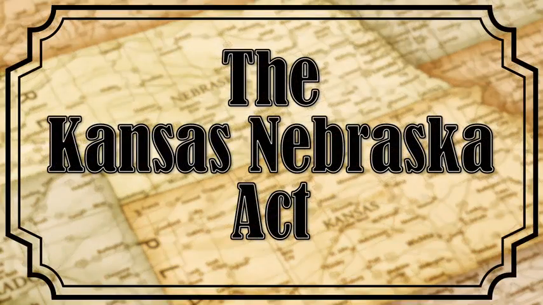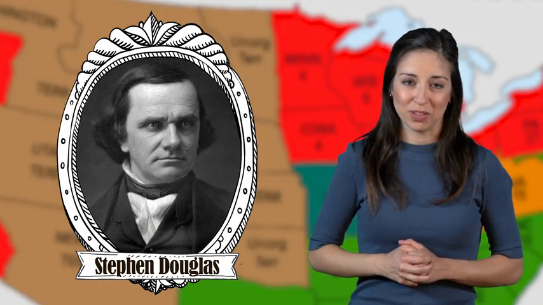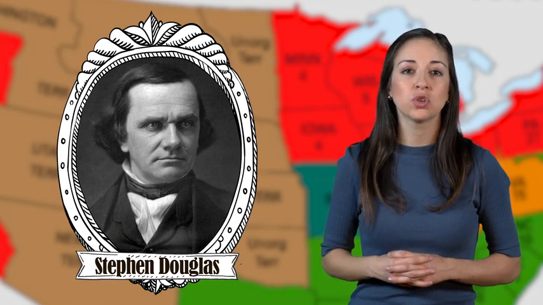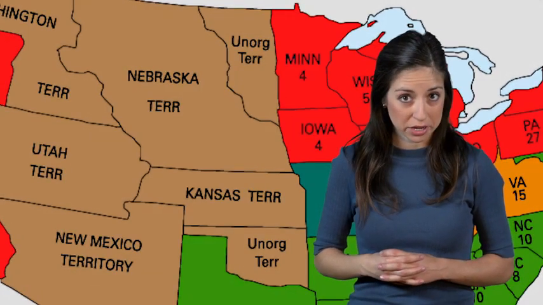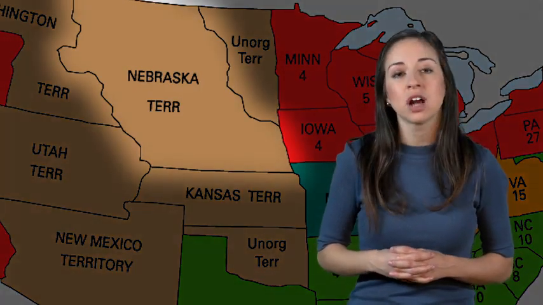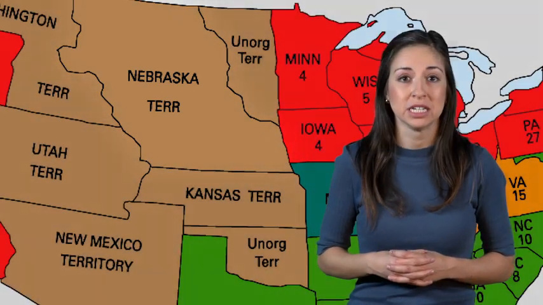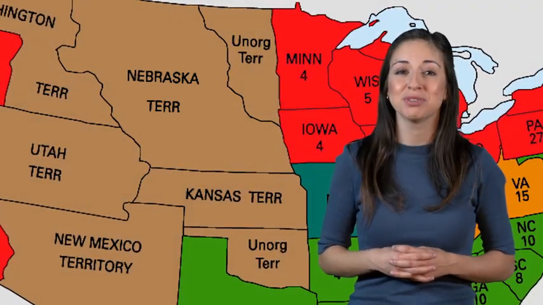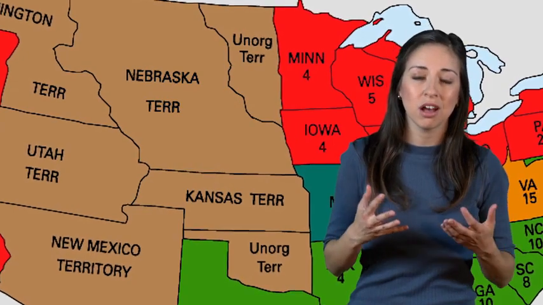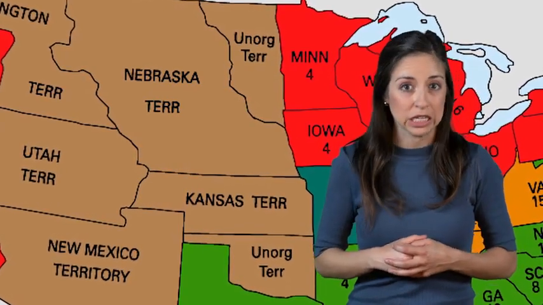The Kansas-Nebraska Act. By January 1854, Senator Stephen Douglas was looking to create a state out of the territory of Nebraska so that a transcontinental railroad route could be built. And he was still trying to resolve the disputes between the North and the South after the Compromise of 1850.